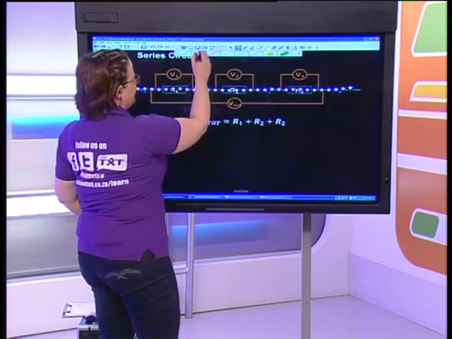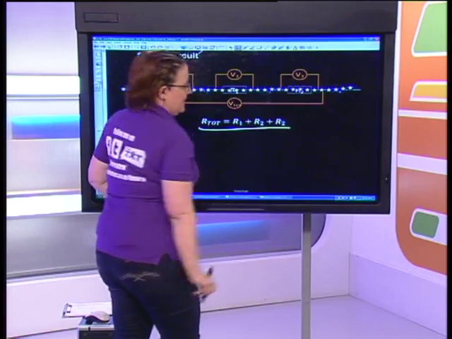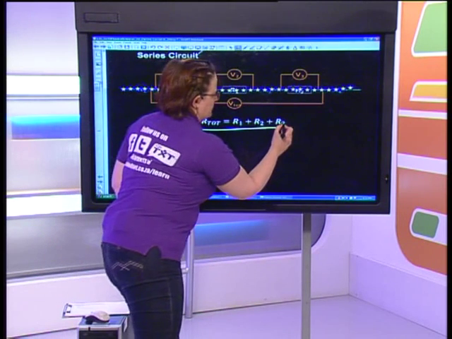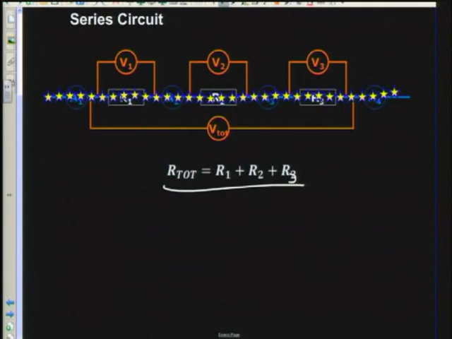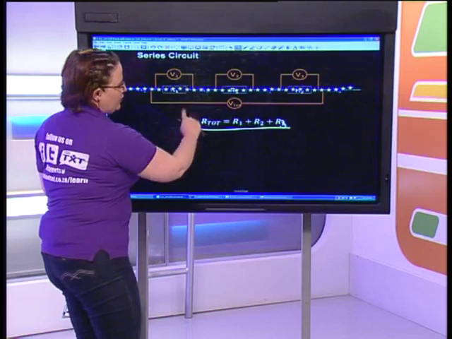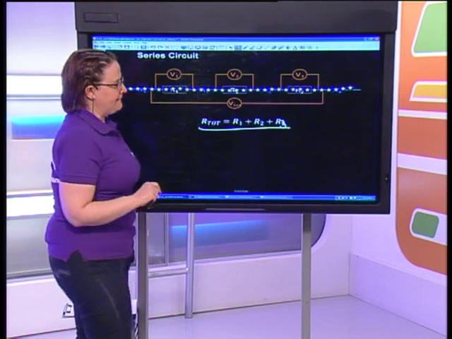So what we have here is the equation then. Oh, and that was my mistake. That should be a 3, sorry. Over here, this should be R3, sorry, guys. When we add resistors in series, the total is simply all of them added together.